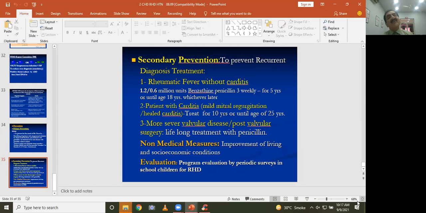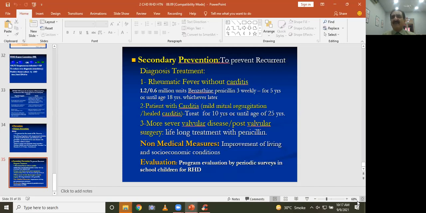Again, you give 1.2 million units, or to the adult 0.6 million, that is 6 lakh units, of benzathine penicillin for 3 weeks. For 3 weeks, okay? You give it for 10 days, and then for 5 years you continue treatment after every 3 weeks.